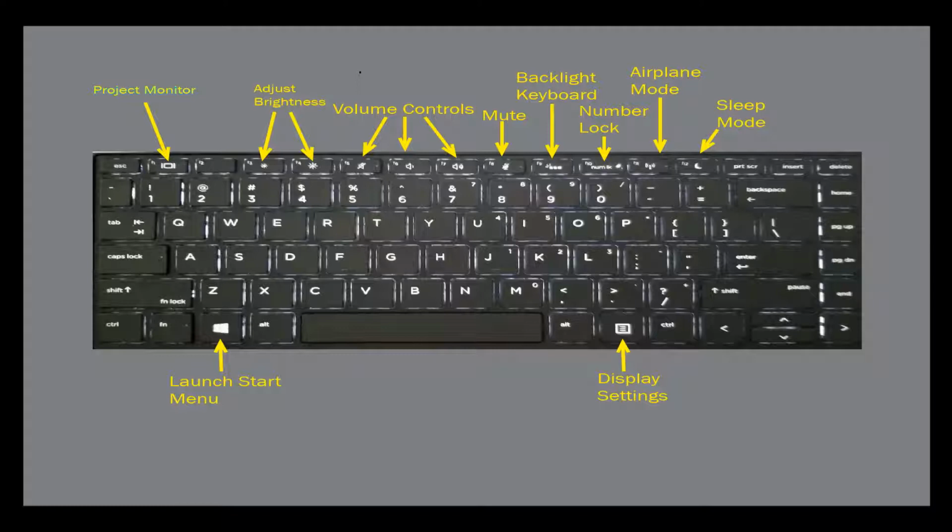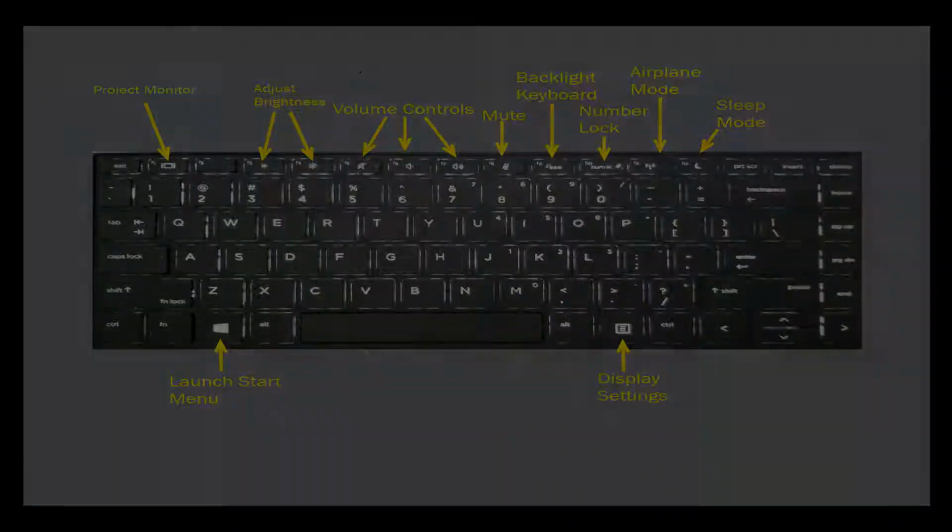The keyboard includes some shortcut keys. Across the top, there are shortcut keys to project your monitor, adjust the brightness, control volume, mute your microphone, backlight your keyboard, lock the number pad, or to go into airplane or sleep mode. At the bottom, you can use the keys to launch the Start menu. It's the one with the window on it. On the right is a shortcut key, which displays the same menu as the right-click button.